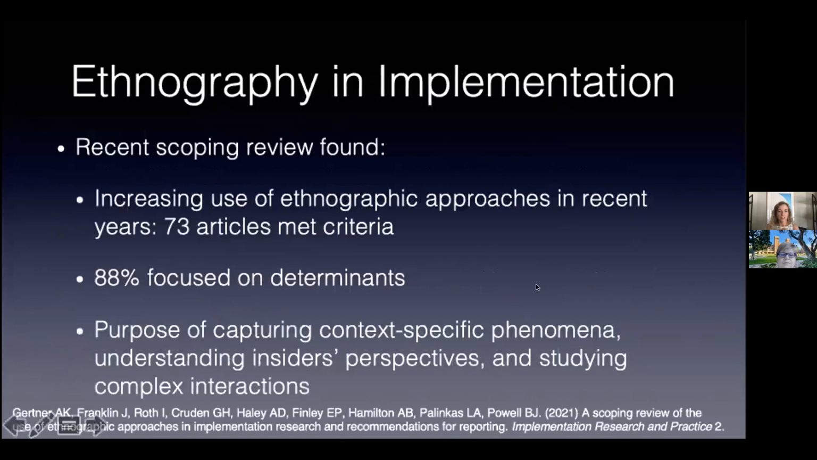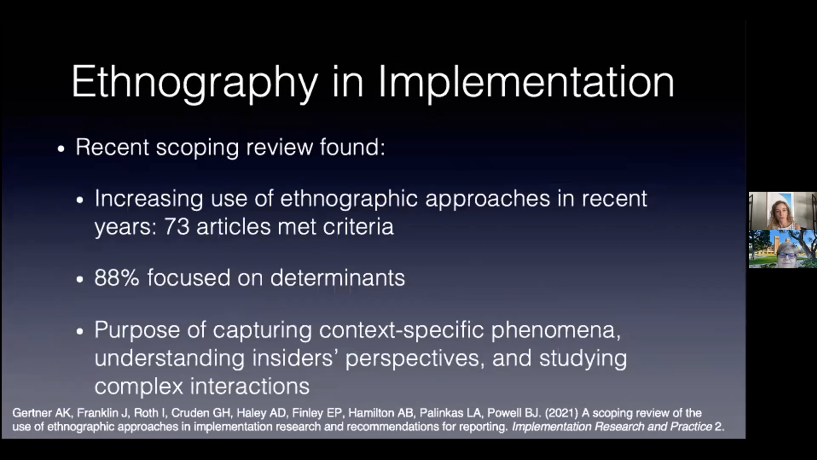So in terms of ethnography in implementation, a really great scoping review. And I will say throughout, I've put references where I can at the bottom of the slide, and then there are references at the back, because the great thing about doing these kinds of presentations is you always have an opportunity to see new wonderful work that's out there. So this is a great study that came out recently, and I would encourage everyone to read it if you have an interest in this area.